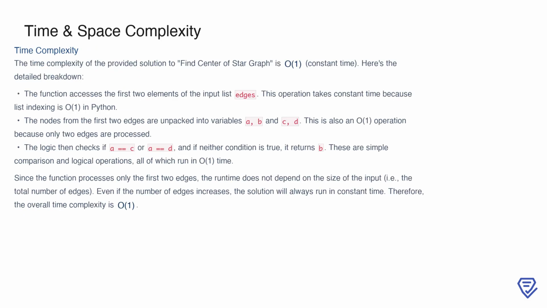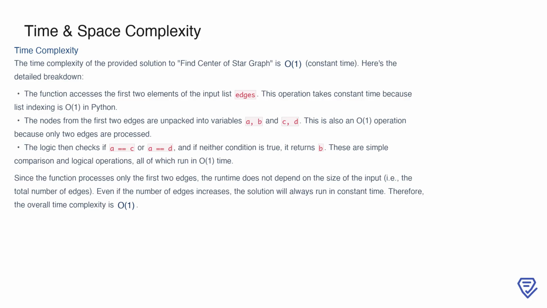The time complexity of the solution to the find center of star graph problem is O(1), or constant time. This is because the function only accesses the first two edges of the input list, and accessing elements in a list by index in Python is an O(1) operation. After accessing these edges, the nodes are unpacked into variables, which is also a constant time operation as it involves processing a fixed number of elements.